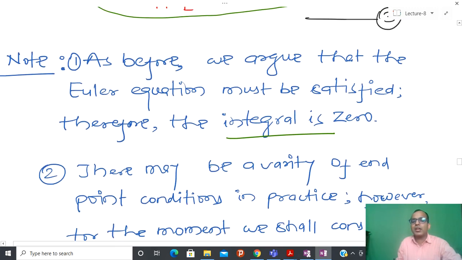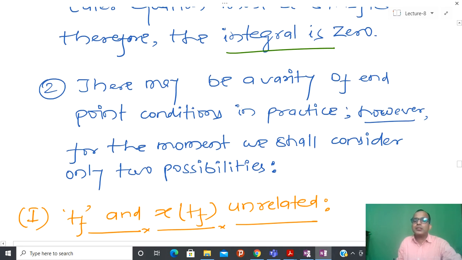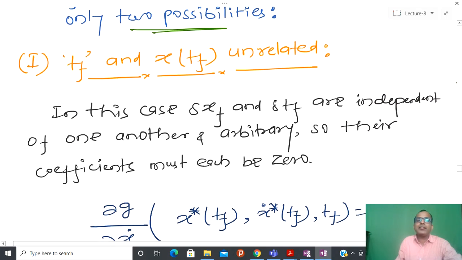It is possible to show that due to the variation of the end point or boundary condition, we have different conditions, and here you can see that I have different possibilities based on the end condition. But in this particular lecture, we are just going to cover two possibilities. What is the first possibility? I am assuming that delta tf and x(tf) are unrelated. There is no specification about the final time tf or final state x(tf).